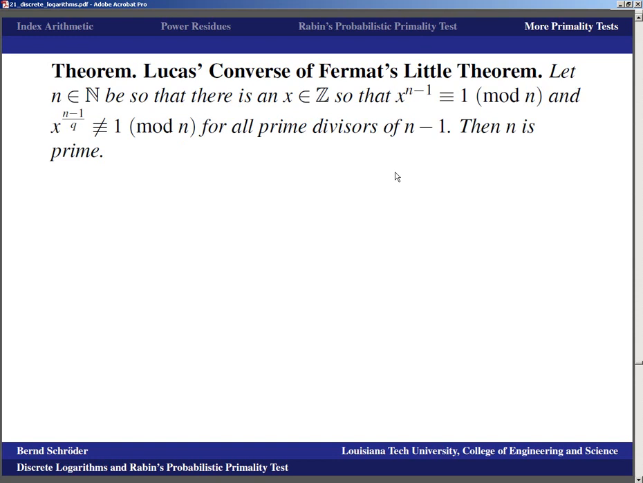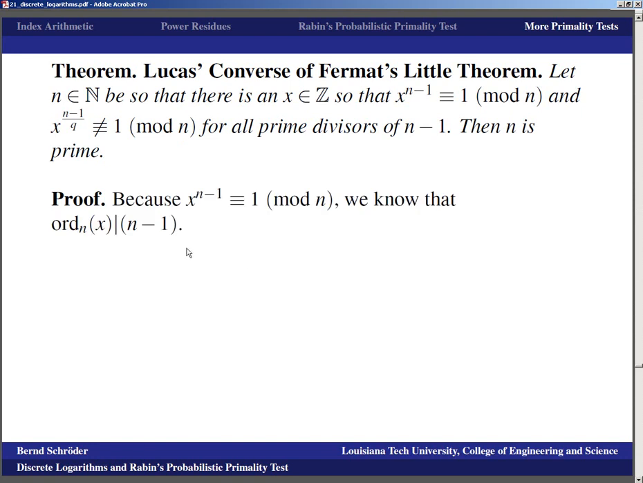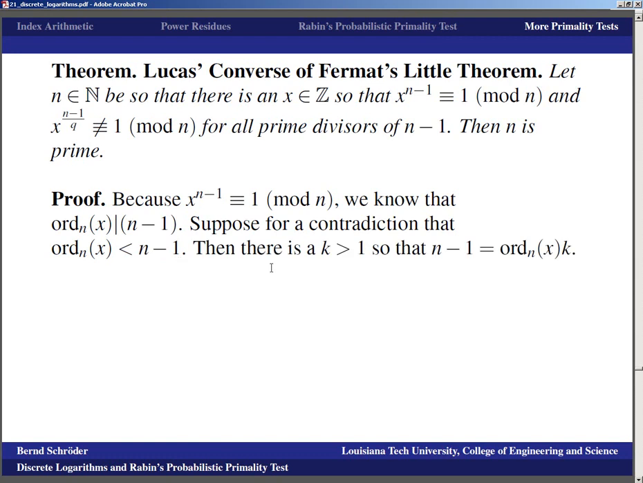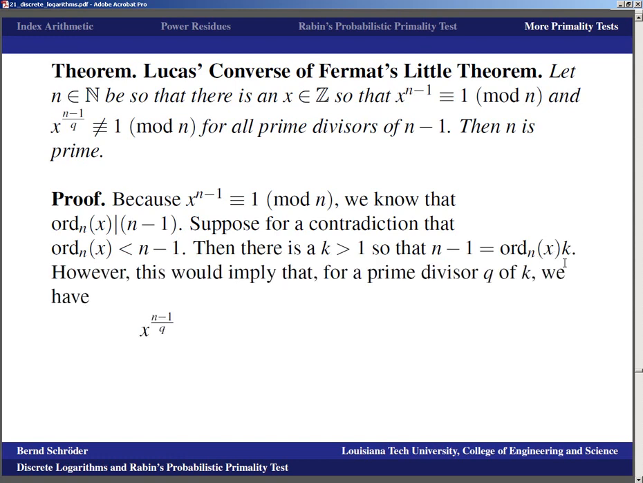Okay, so I think the proof goes on one panel, and then we'll talk a little bit about what this converse does. Proof, well, so we know that x to the n minus 1 is equivalent to 1 modulo n, therefore we know that the order of x modulo n divides n minus 1. And it does so because x to the n minus 1 is equivalent to 1, yeah? And so now suppose for a contradiction that that order is smaller than n minus 1. Well, then there is a k so that n minus 1 is the order of x modulo n times k.